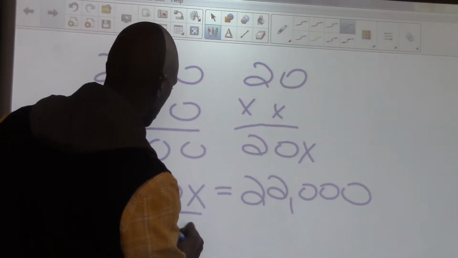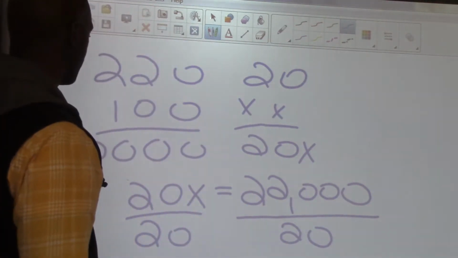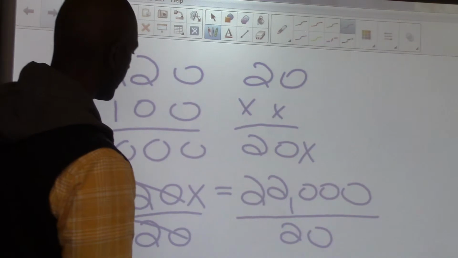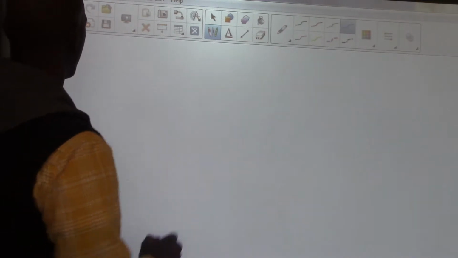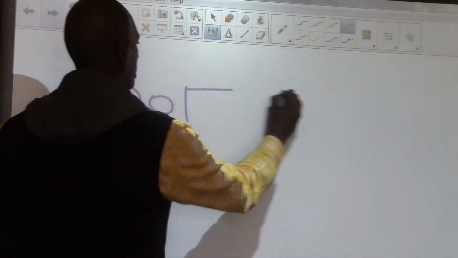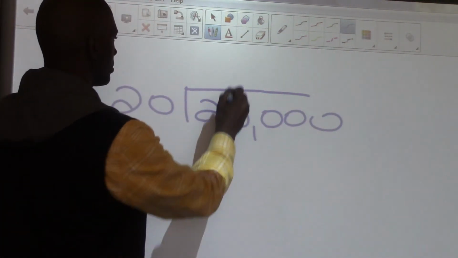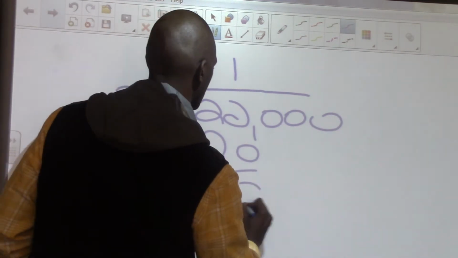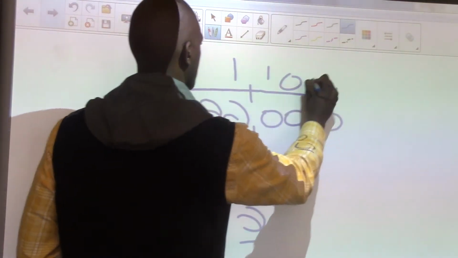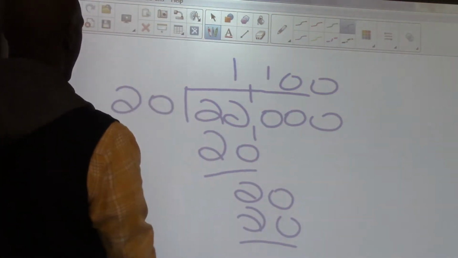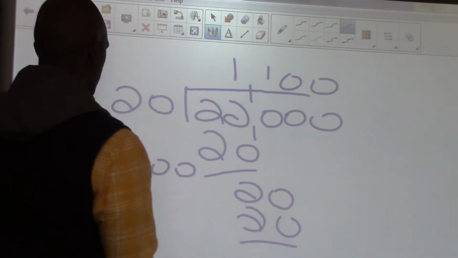Dividing both sides by 20, we get X equals 22,000 over 20. To solve that, 20 goes into 22 one time, 1 times 20 is 20. So we can see that solving for X, X is going to be 1,100.